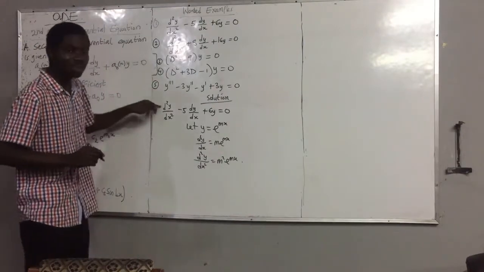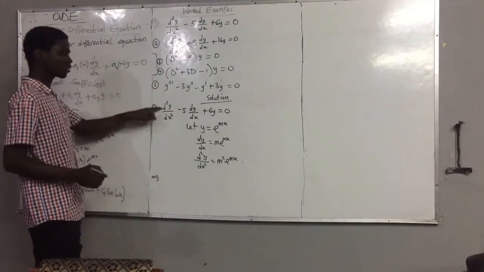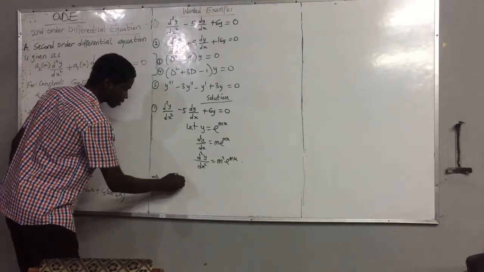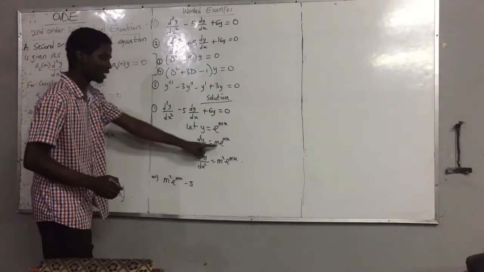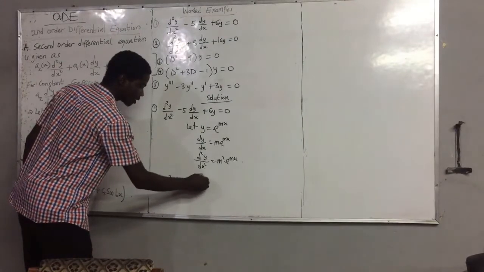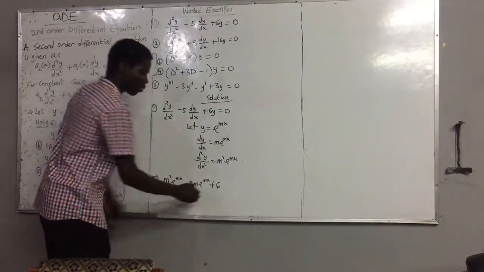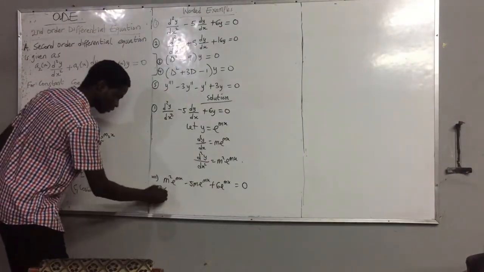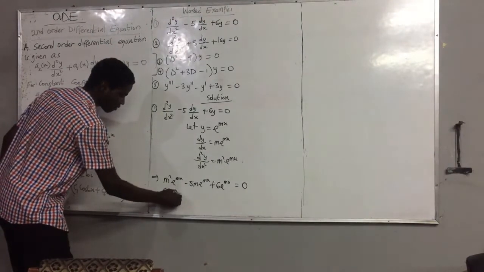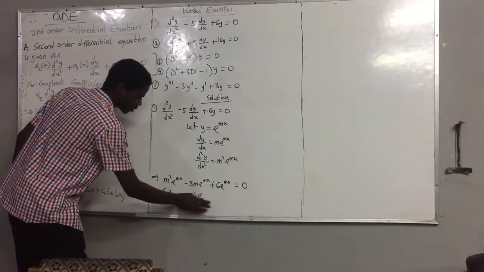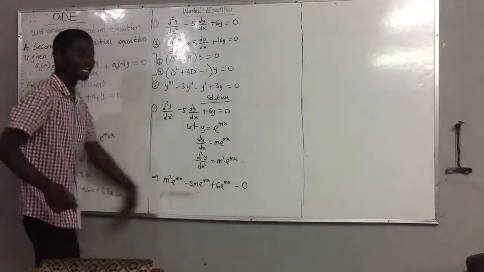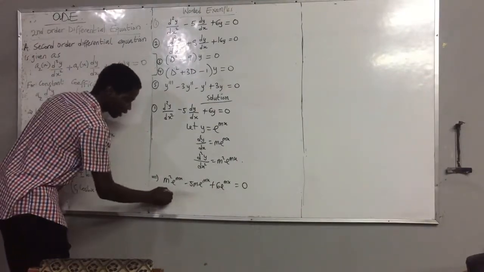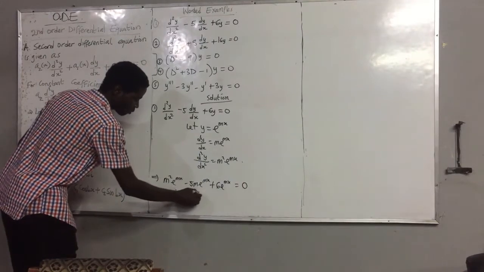That's it. Now substitute into this equation. d squared y over dx squared is m squared e raised to power mx, minus 5 dy/dx. dy/dx is m e raised to power mx. Do you see that? Plus 6y. y is e raised to power mx, equal to 0. e raised to power mx is common. Factorize this: e raised to power mx times m squared minus 5m plus 6 equals 0. Divide through by e raised to power mx. If you divide through by e raised to power mx, you have what? m squared minus 5m plus 6 equal to 0.